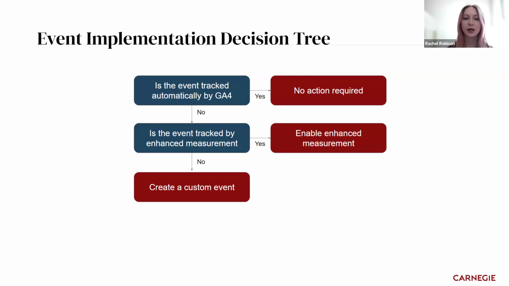The second question to ask yourself is if the event is tracked by enhanced measurement. So some of those little more specific events that Elizabeth walked us through, like the scroll event or site search. If it is tracked by that, make sure it's enabled in enhanced measurement and also verify that it is being tracked accurately. As we had mentioned, there are some special circumstances where you will still need a custom event. And then lastly, if it's not tracked automatically in GA4 and it's not under the enhanced measurements, or if it's one of those special cases where you need additional tracking, then you will need to create a custom event.